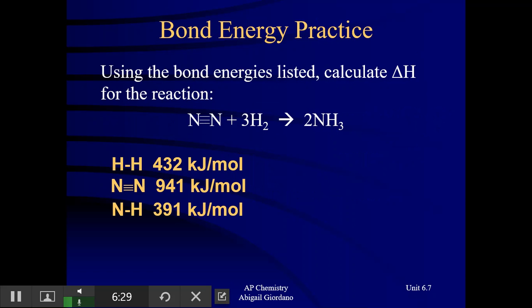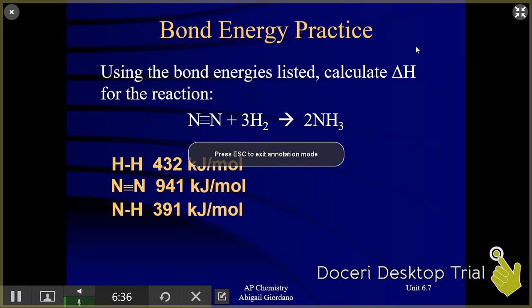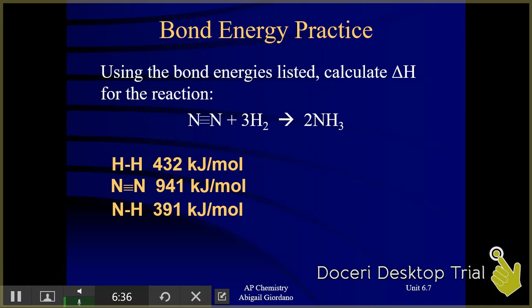It says, using the bond energies listed, calculate delta H for this reaction, okay? And this is a nice simple one, and the AP exam typically doesn't give really, really complex reactions. So here's what I'm going to do. I'm going to do this one with you, and then I'm going to have you do one as practice on your own. Remember the formula.